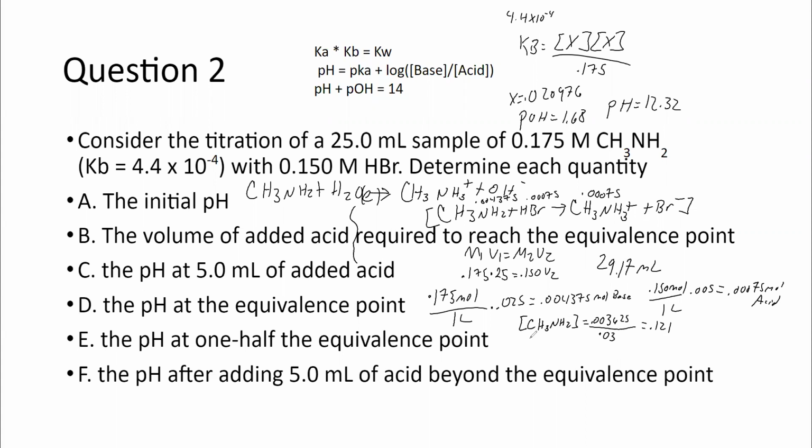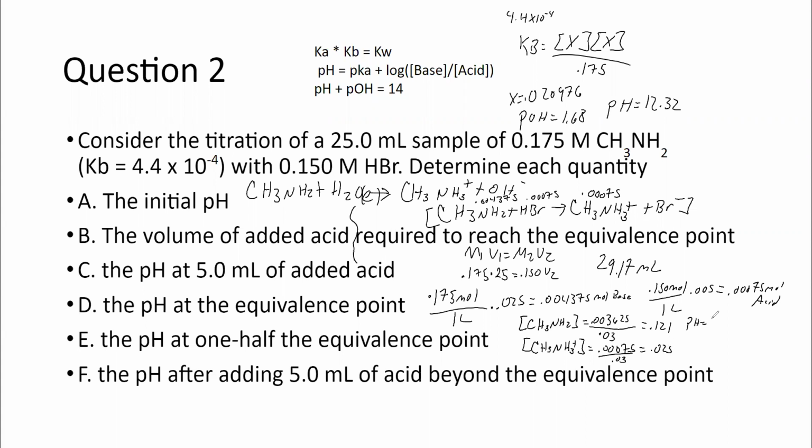That's why it's so important to always write down the chemical equation. If you don't write down the chemical equation, it's very hard to know what's going on. So I write down how many moles of my conjugate acid I have. The volume's the same. And so my concentration of conjugate acid is 0.025. Now I can use the Henderson-Hasselbalch equation.